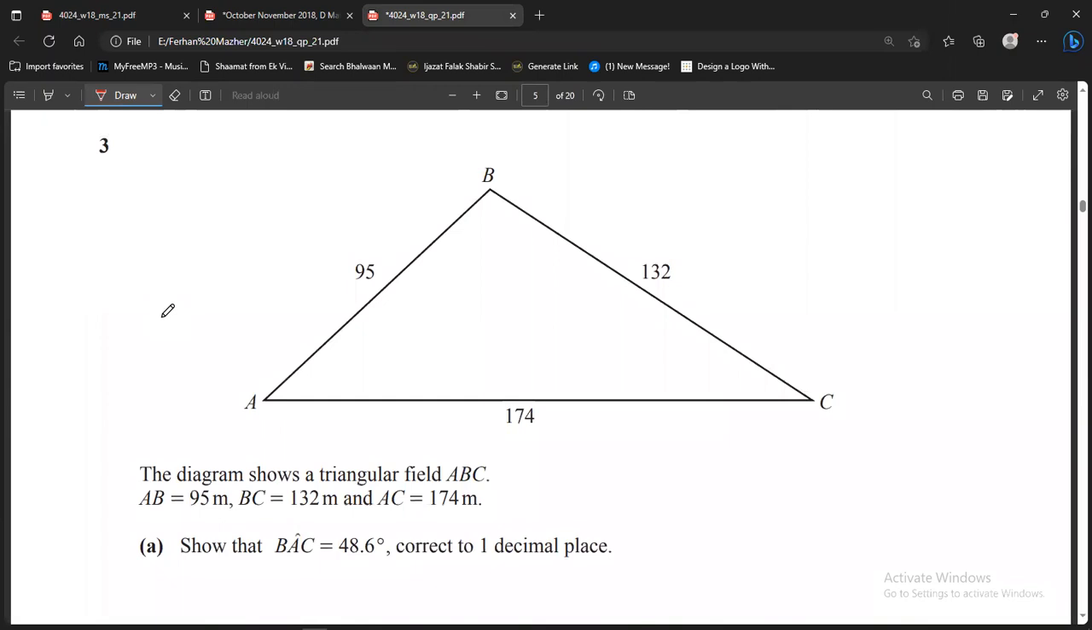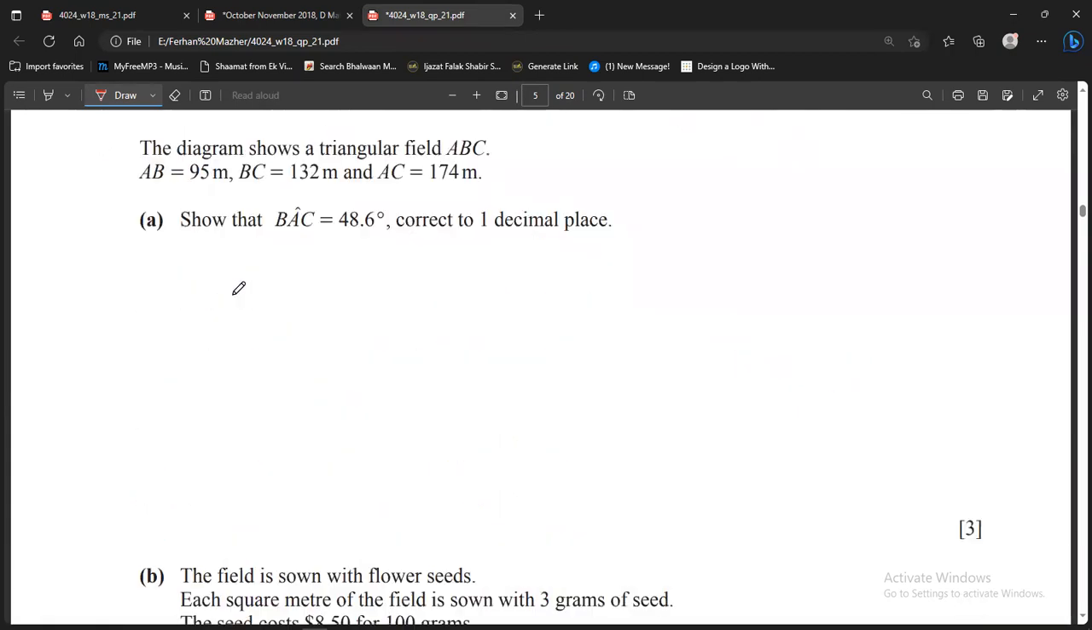That is question number 3. It says the diagram shows a triangular field ABC. The 3 sides: AB is 95, BC is 132 meters, and AC is 174 meters. So the 3 sides are given. Show that the angle BAC, so they are talking about this angle, is 48.6 degrees correct to 1 decimal place. So it's like 3 marks.